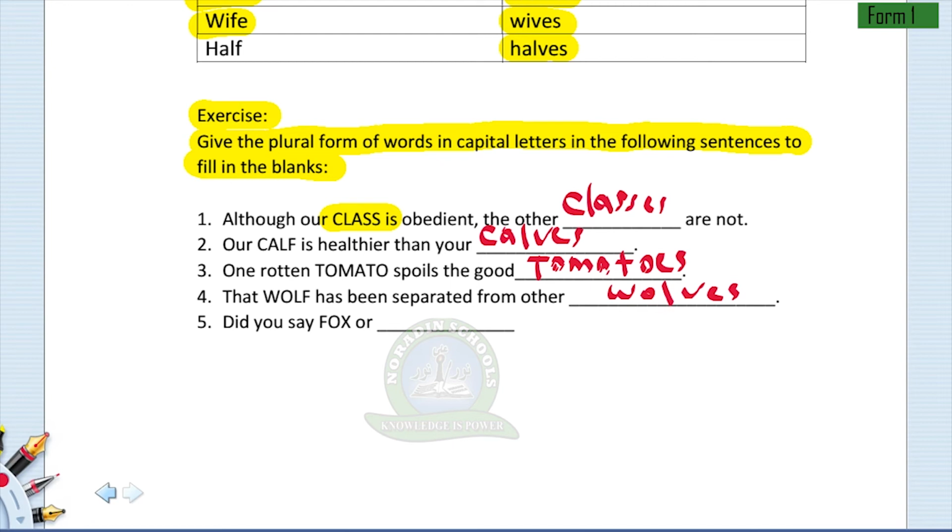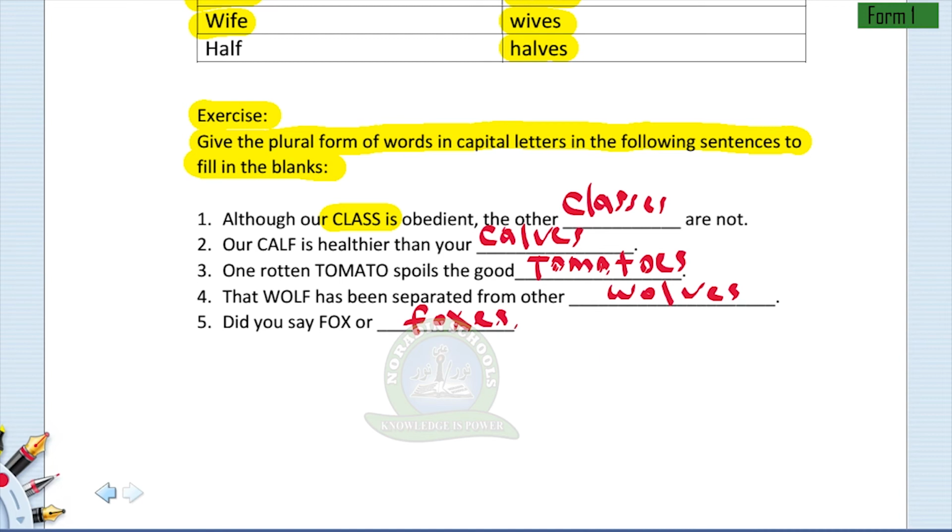The fifth one: did you say fox or dash? I want you to give the plural form of the word fox. It is foxes.